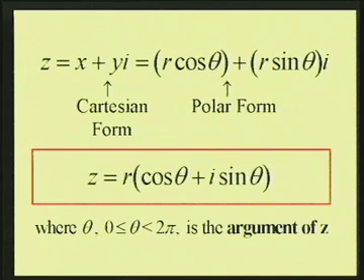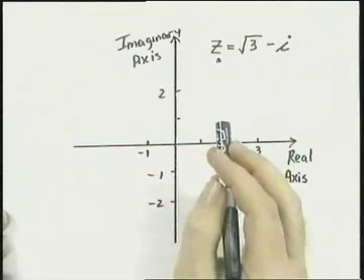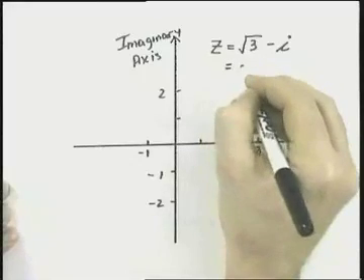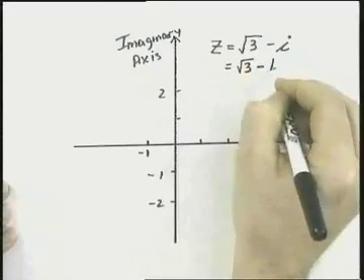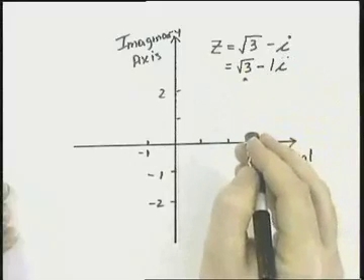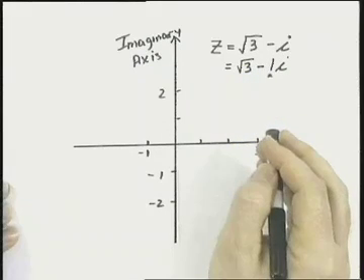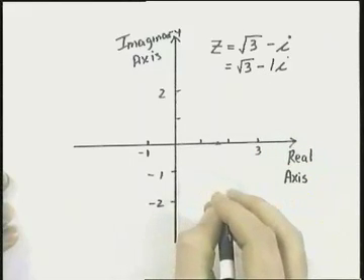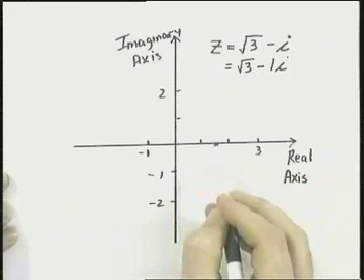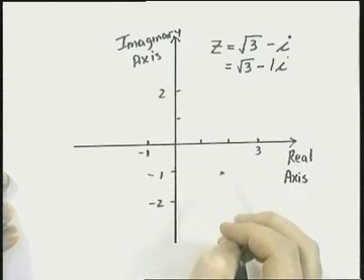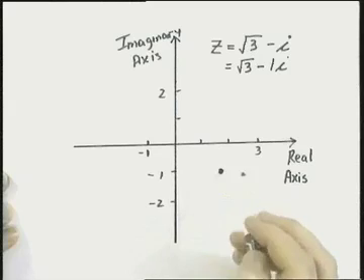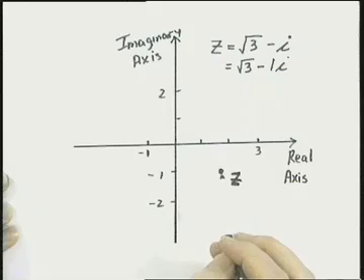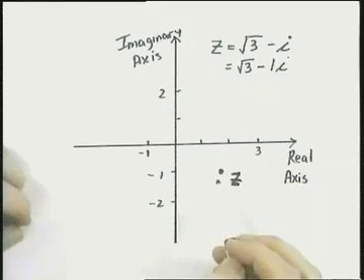Let's look at an example. We're asked to first plot z equals the square root of 3 minus i. We recognize that this is the square root of 3 minus 1i. So the real part of the complex number is the square root of 3. The imaginary part is negative 1. To plot the point, we go square root of 3 units to the right of the imaginary axis to about 1.7, and then down 1 unit. So the complex number z in the complex plane is located in this area right here.